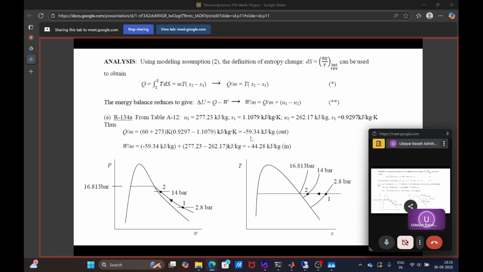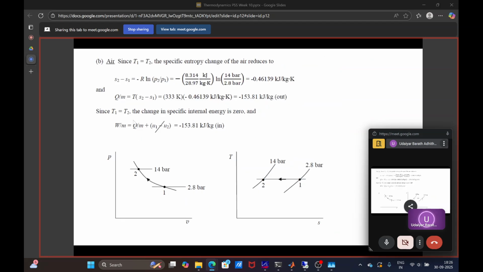So that gives you minus 59.34 kilojoule per kg. This is the amount of heat which is rejected, and then the total work done for compressing the gas is Q plus U1 minus U2. So U1 is 277.23 minus 262.17 minus 59.34, which is the Q. So the total work done per kg of refrigerant is minus 44.28 kilojoules. So this is for the refrigerant R134A.